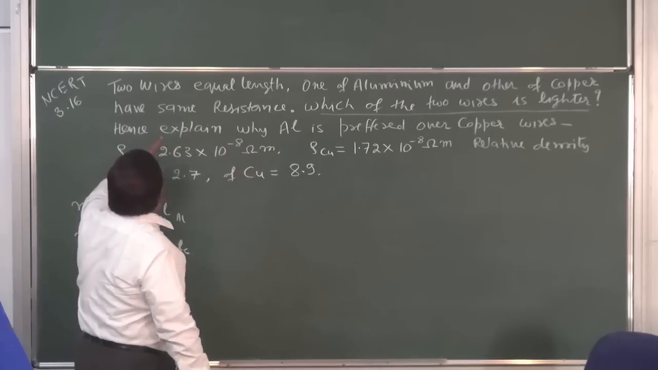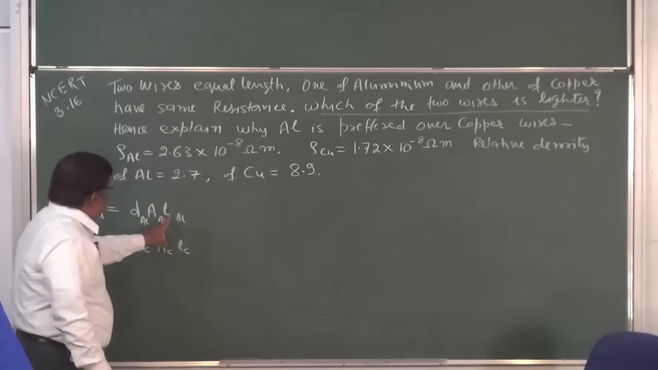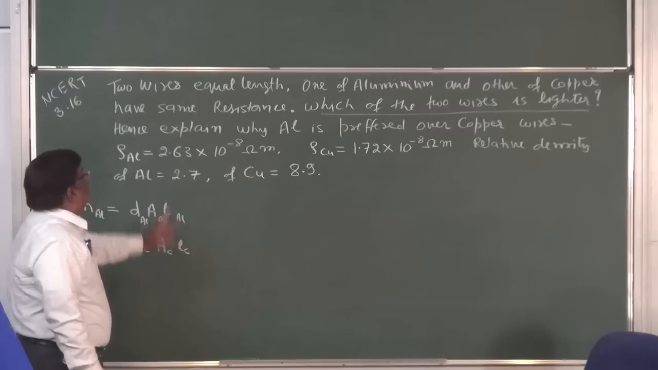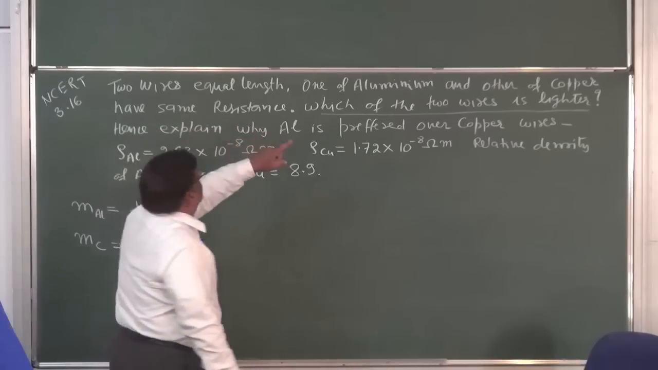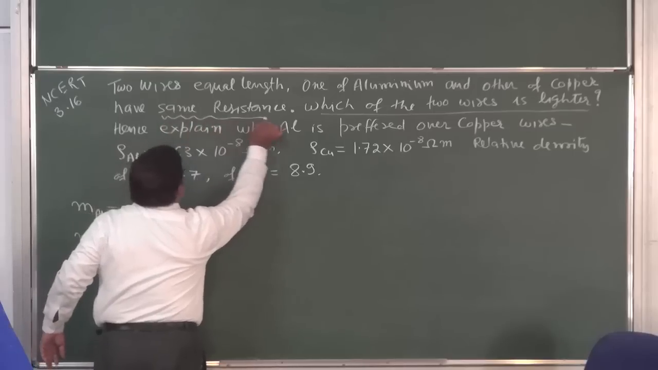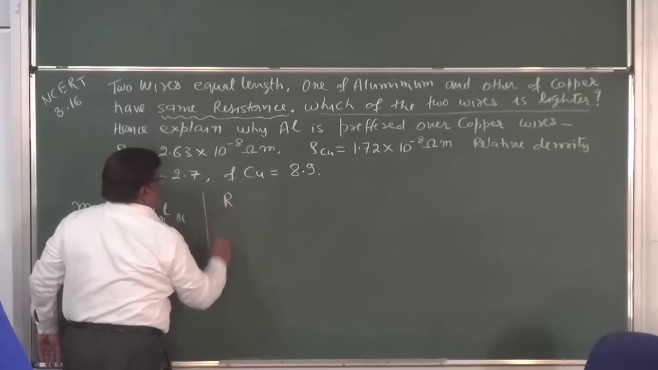Okay, now what is given to us? The given is 2 wires of equal length. That means length of aluminium and length of copper are same. Okay, they have same resistance. That means their resistance is same.